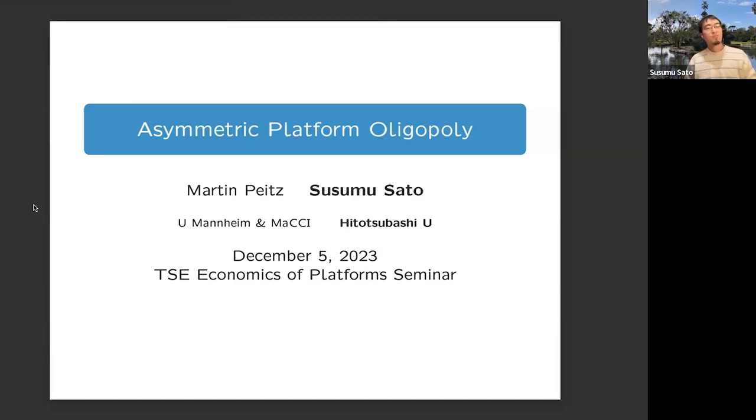The paper I present today is titled Asymmetric Platform Oligopoly, joint work with Martin Pite at the University of Mannheim. In this paper, we try to propose a tractable model of platform competition in oligopolistic markets where platforms differ in their sizes. So let me go straight to the introduction.